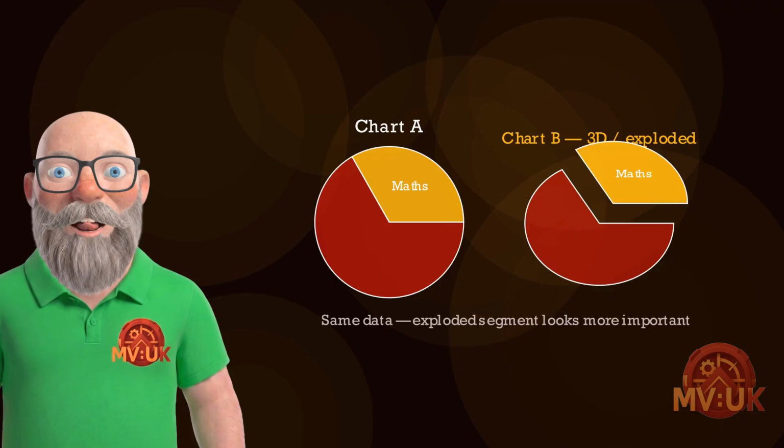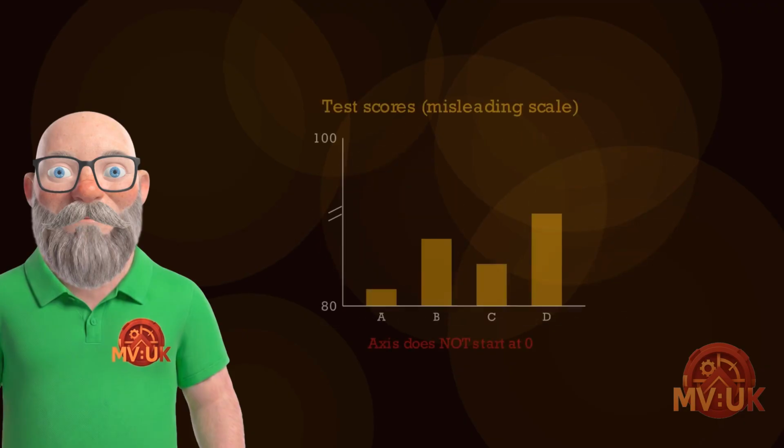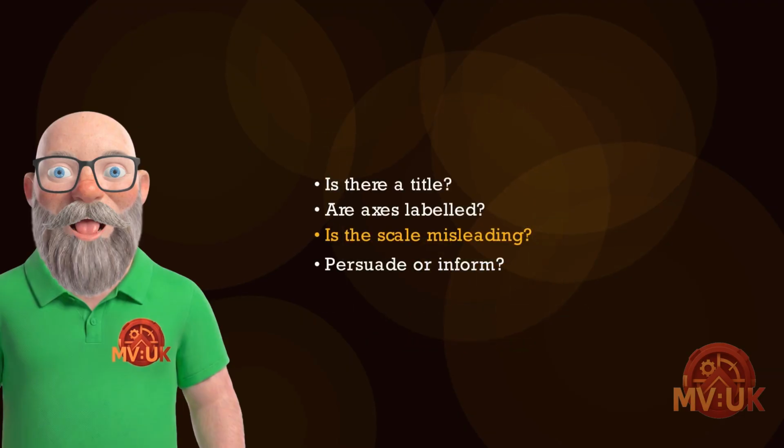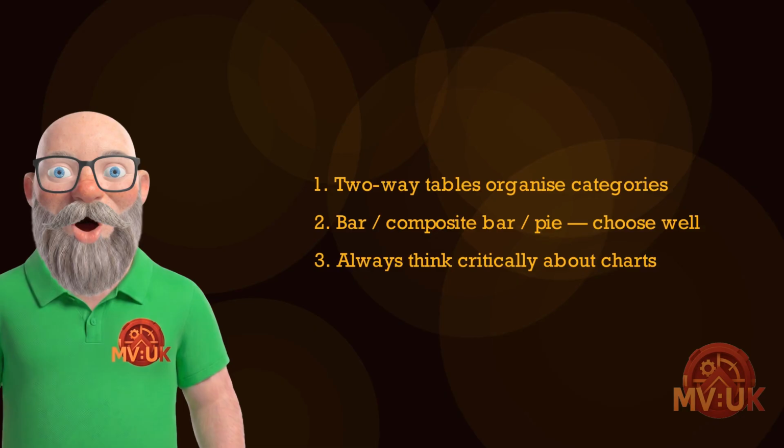Finally, the most important skill: being a data detective. Not all charts are created equal. We must criticize them. Look at this second chart. It's 3D and one segment is exploded. This can distort the perception of size, making that segment look more important. Also, check the scale on bar charts. If the vertical axis doesn't start at 0, it exaggerates differences. Always ask, is there a title? Are axes labeled? Is the scale misleading? Is it trying to persuade me rather than inform me?